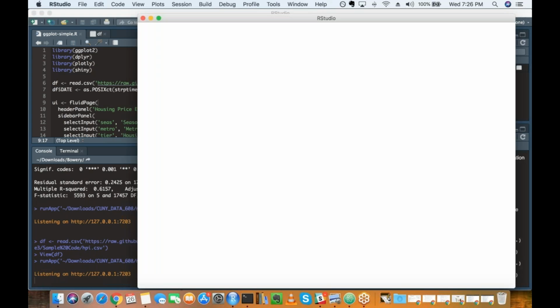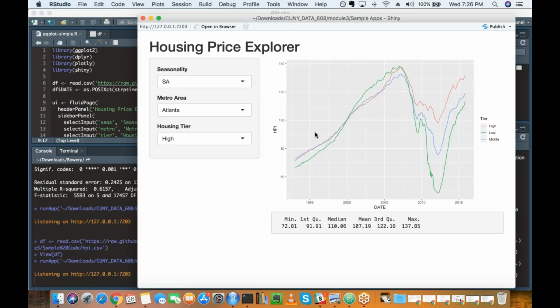And so running the app again, this is a pretty straightforward type of app that you would want to build when looking at this sort of data. These are time series, so it's a good idea to plot these out as line graphs over time.